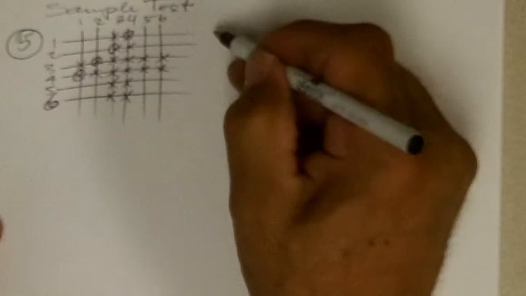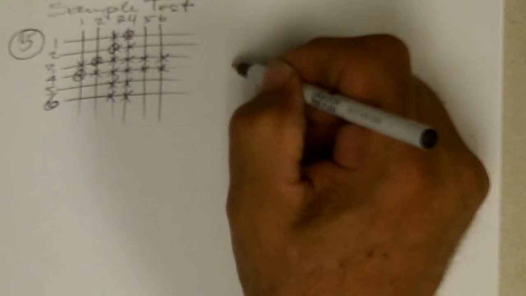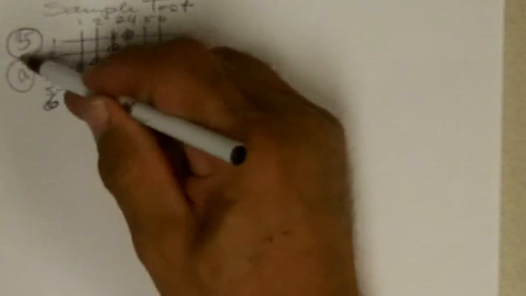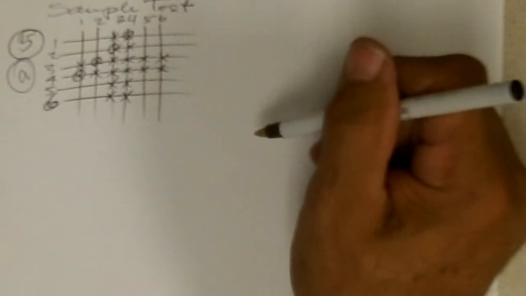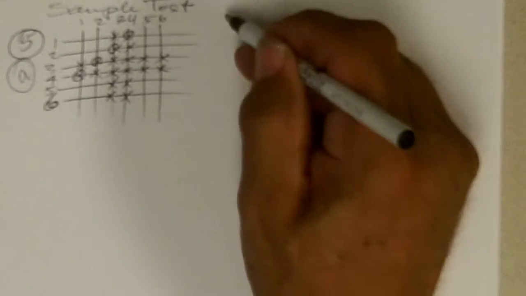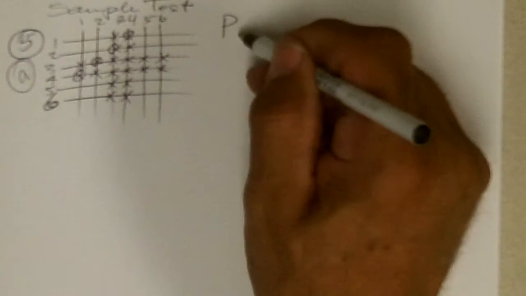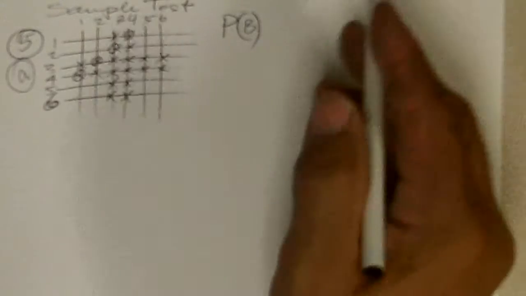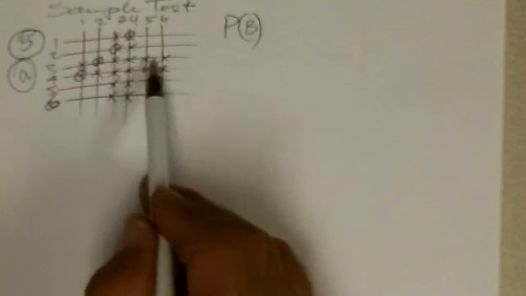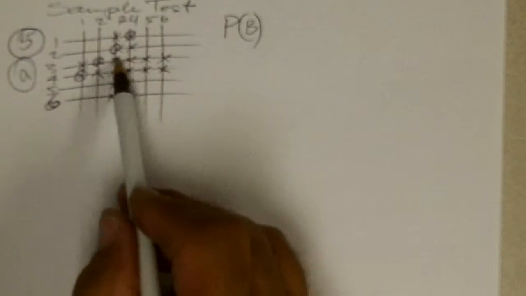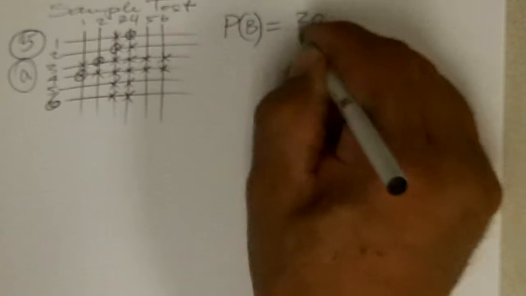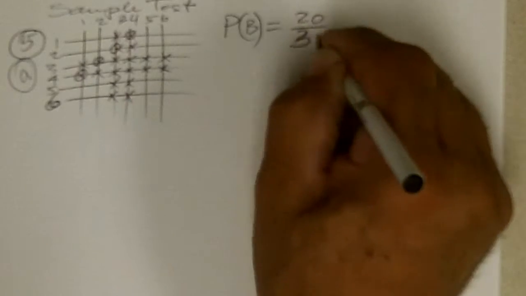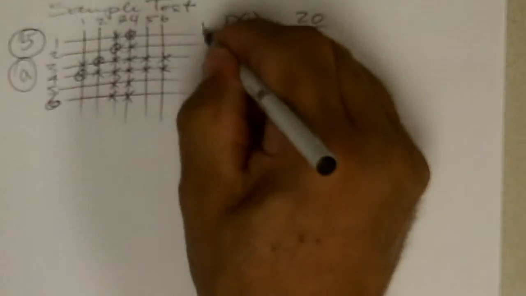So now I've done A. I've shown the sample space with those on there. Didn't have to. And then B, what's the probability of B? Which is getting a 3 or a 4. Well, there's 6 and 6 and 6 and 6, but I don't want to count those 4 twice. So 6 times 4 is 24, minus 4 is 20 out of 36. So that's B.